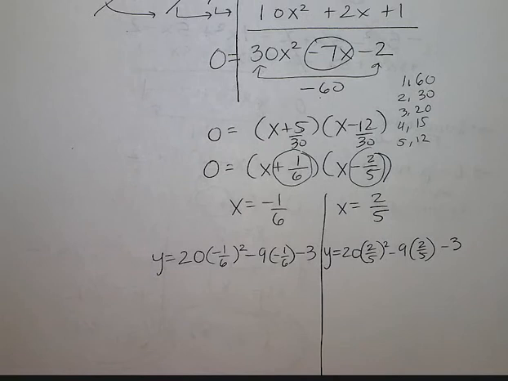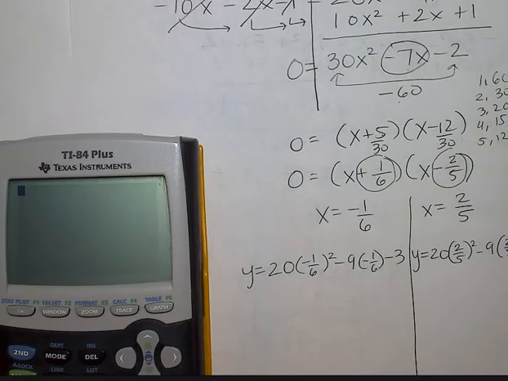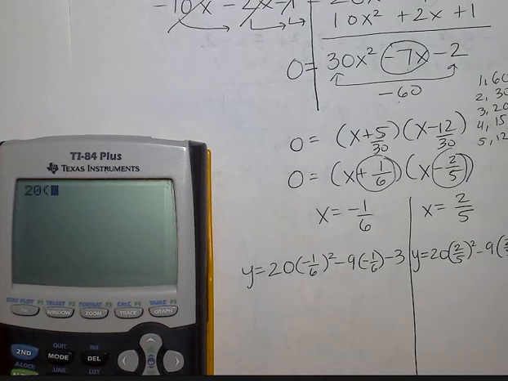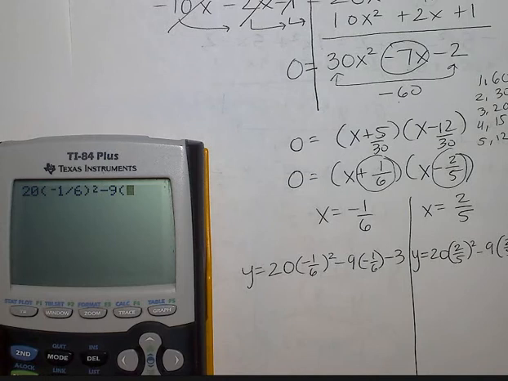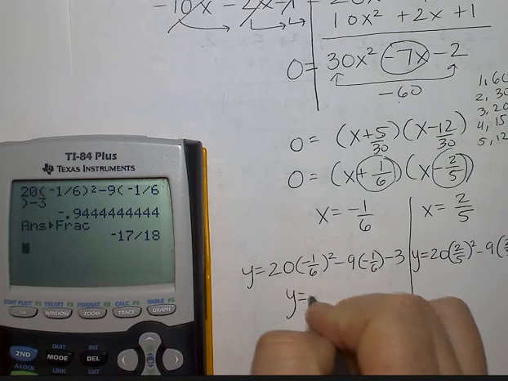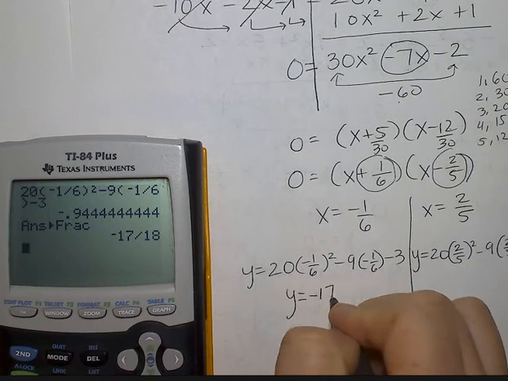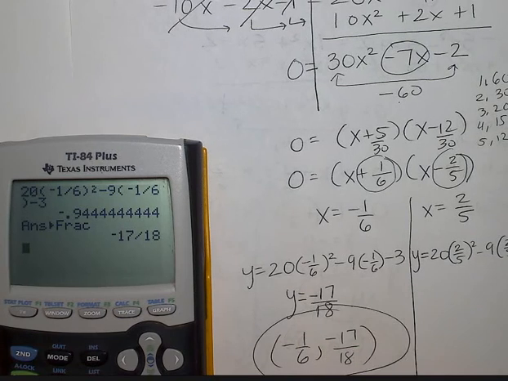And now I'm going to let the calculator do the hard work for me. 20 negative 1/6 squared, subtract 9 negative 1/6, subtract 3. Turn it back into a fraction, and y equals negative 17 over 18. So one answer written as an ordered pair is negative 1/6 and negative 17 over 18. One answer. One intersection point.